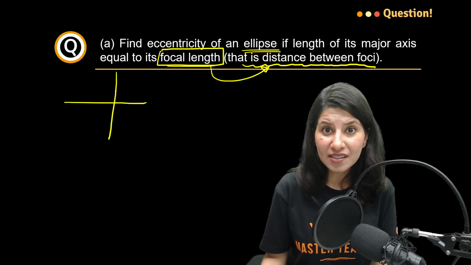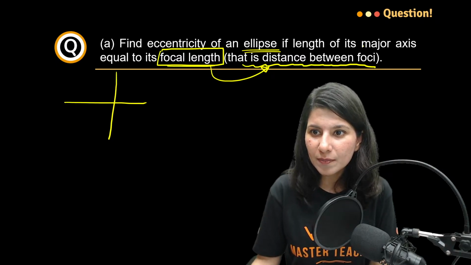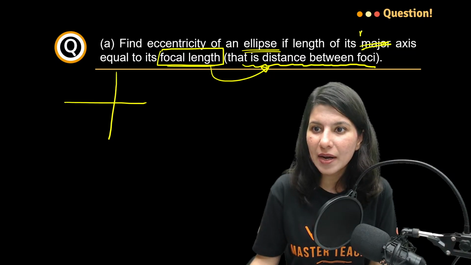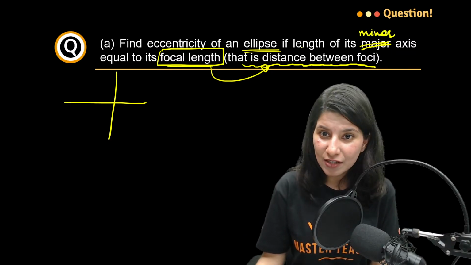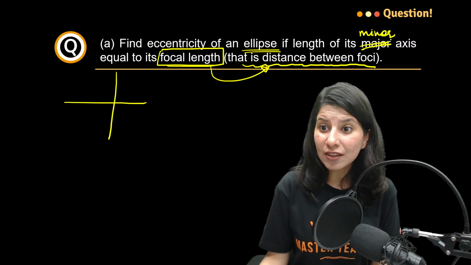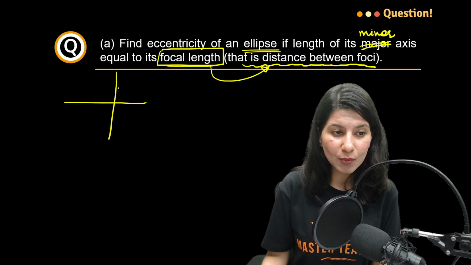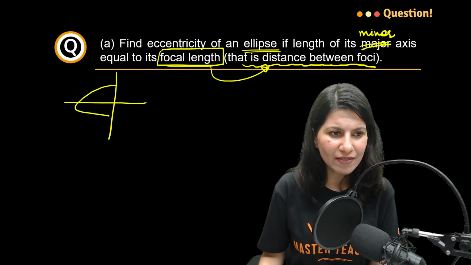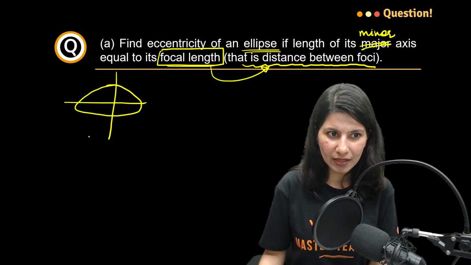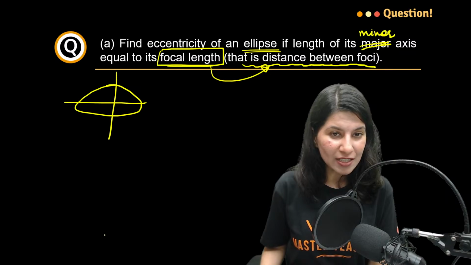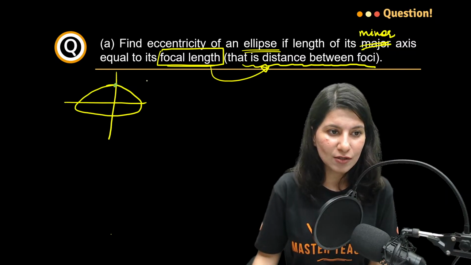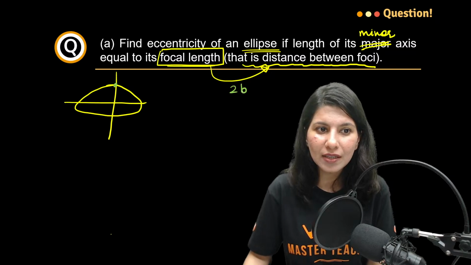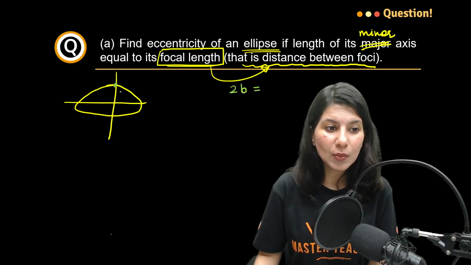Okay, basically this is not a major axis. This is a minor axis. Yeah, there is a correction in the question. Find the eccentricity of an ellipse if the length of its minor axis is equal to its focal length. Suppose we have a horizontal ellipse. Now, can you tell me the length of the minor axis? So length of minor axis is 2b, equal to the distance between foci.